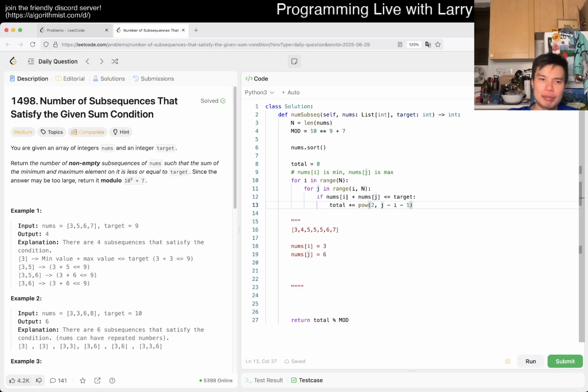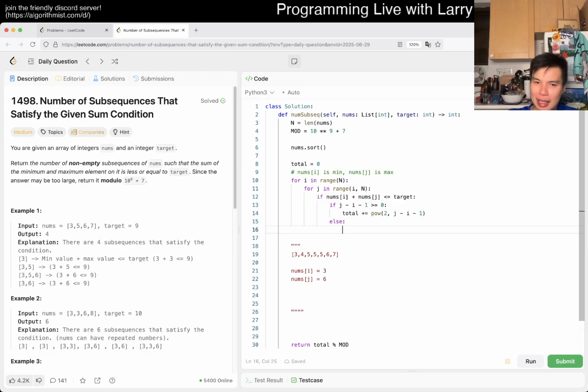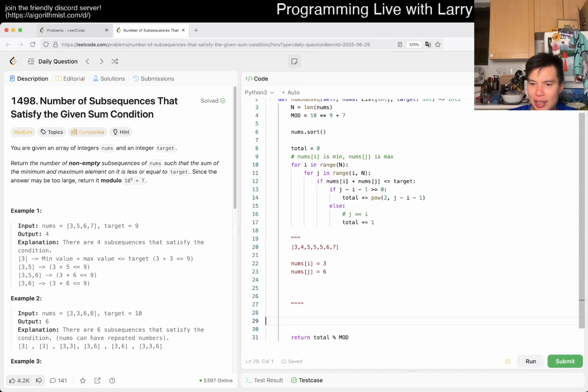But maybe we just add an if statement. Maybe that's a little bit confusing, but I think this is fine. So maybe something like if j minus i minus 1 is greater than or equal to 0, then this is the case. Because you have 0 and 1, then you have 2 to the 0. Else that means that i is equal to j, and then we just add 1, because there's one subsequence in which this is true. And then that's it, I think, hopefully. Let's give it a spin.